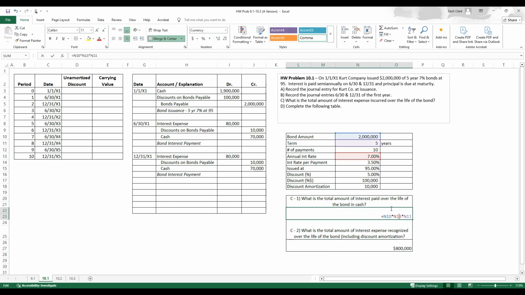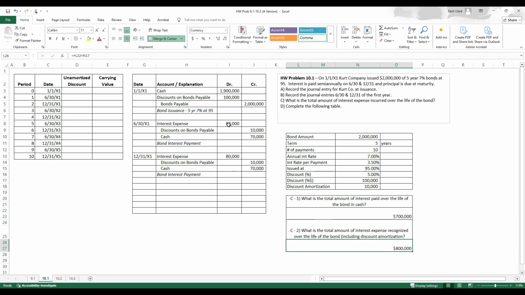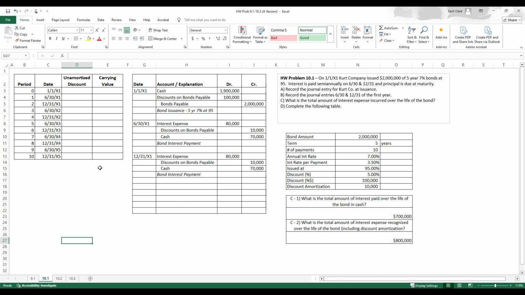So the cash we pay is only 700,000, just like you can see, it's 70 times 10. But the total amount of interest expense, we have to add an extra 100,000 to account for the discount there. Okay, so that's great.